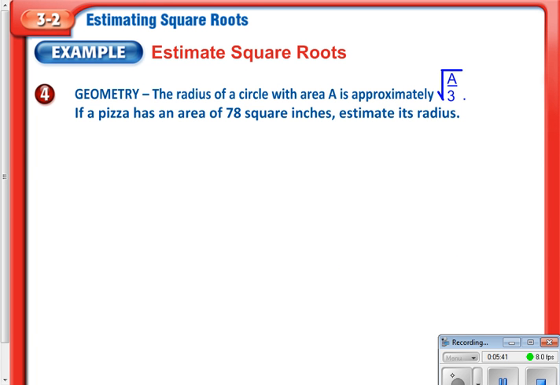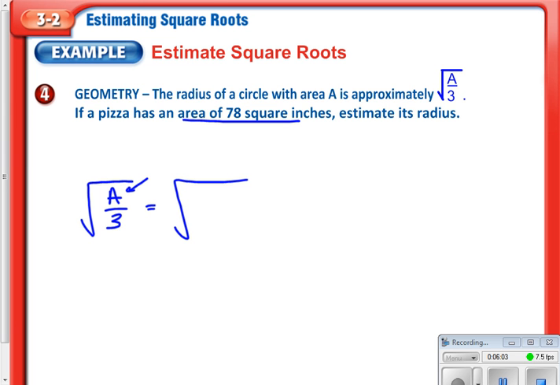Question 4, using a little geometry and using an equation here. The radius of a circle with area A is approximately the square root of A divided by 3. If a pizza has an area of 78 square inches, estimate its radius. In order to figure this out, we're going to use substitution here. Square root, in for A. A is area. Well, it gives us the area.